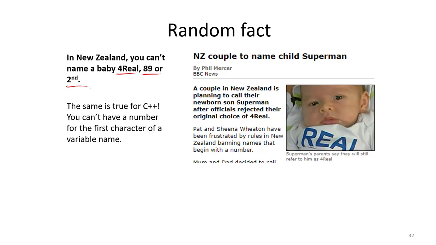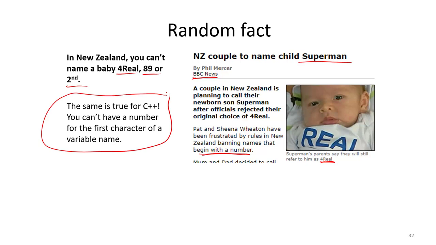But the New Zealand government said they could not do that because names could not begin with a number. You can see in this old BBC headline that the couple wanted to name their kid "4Real," but they ended up being forced to choose a different name, so they decided on Superman instead. This same rule applies in C++. You can't have a number for the first character of a variable's name. So please remember that as we start to cover variables.